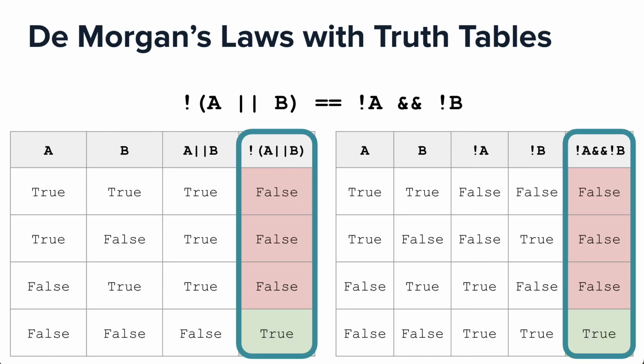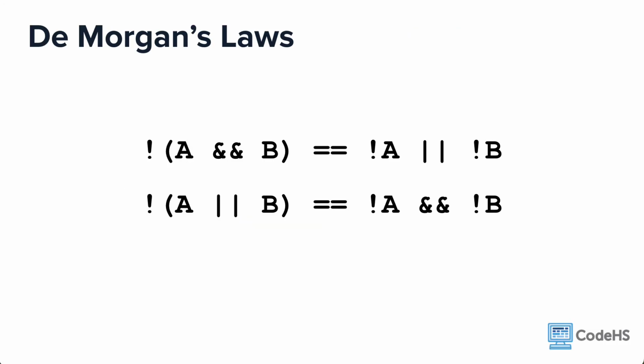As you can see, the evaluation of not (A or B) is equivalent to that of not A and not B. No matter what the inputs of A and B are, both sides of the statement have equivalent results. So both of these statements are true, and you can use De Morgan's law in your programs. This can help you simplify your Boolean expressions.